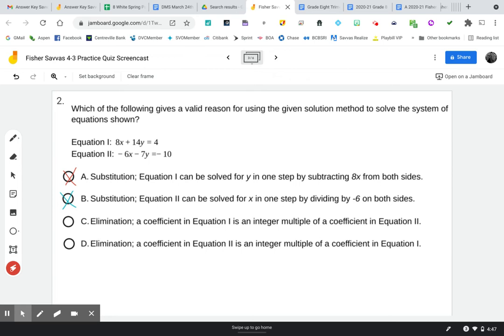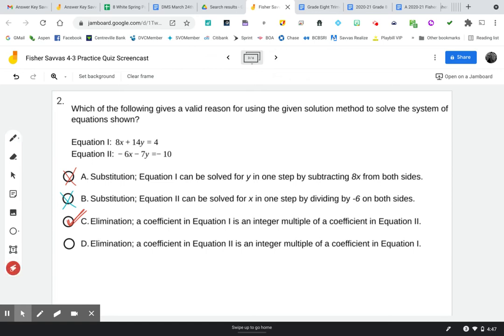Yes, it is. So that means that since equation 1 is an integer multiple of a coefficient in equation 2, that's going to be much easier to solve using elimination. So C is actually correct. So let's look at D just in case.